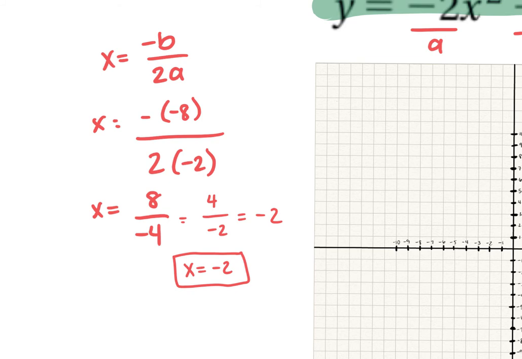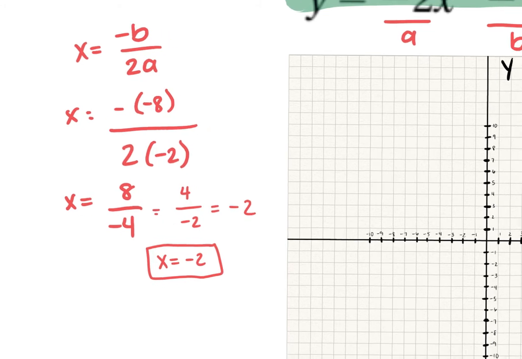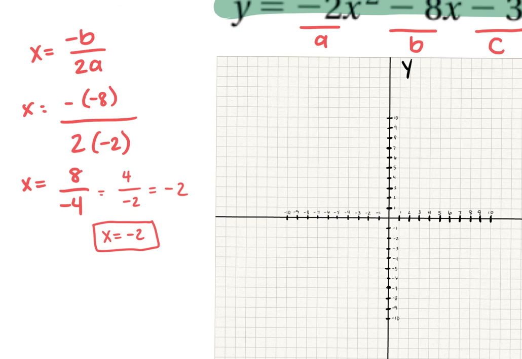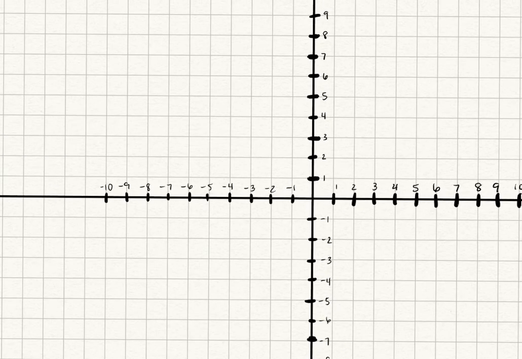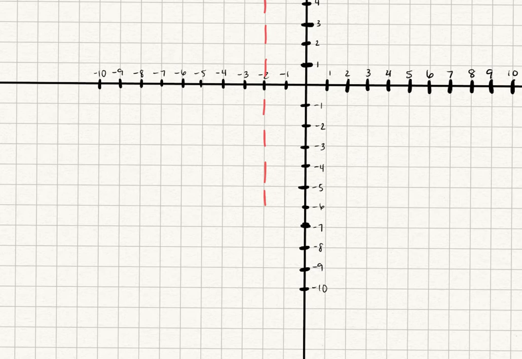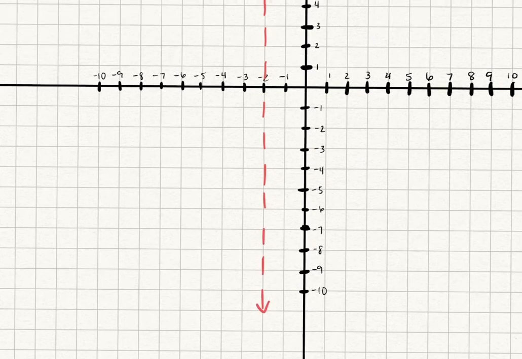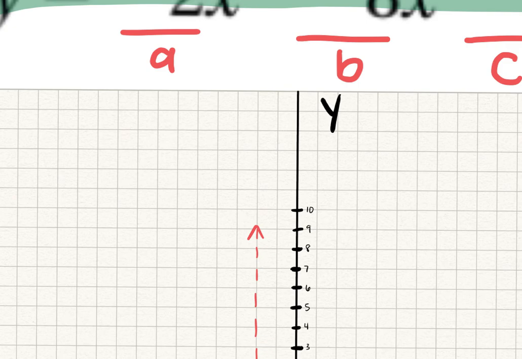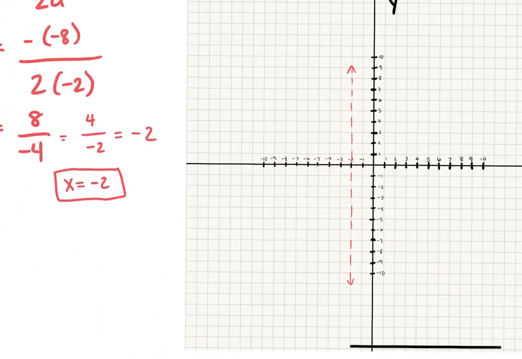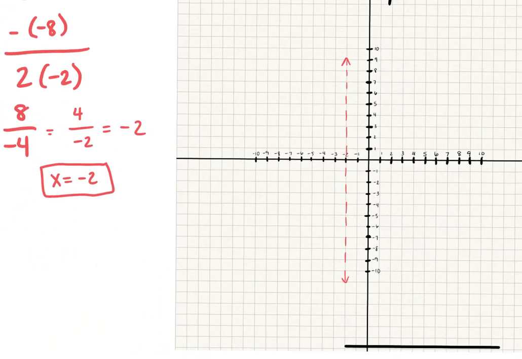So what do I do with that? Ashton. Okay, eventually. But what should I do before I do that? Tessa? Plot it. How do I plot this? Since you're going to go negative 2, you're going to draw that line going all the way down. Right here, right? Excellent. So we've got our axis of symmetry at x equals negative 2.